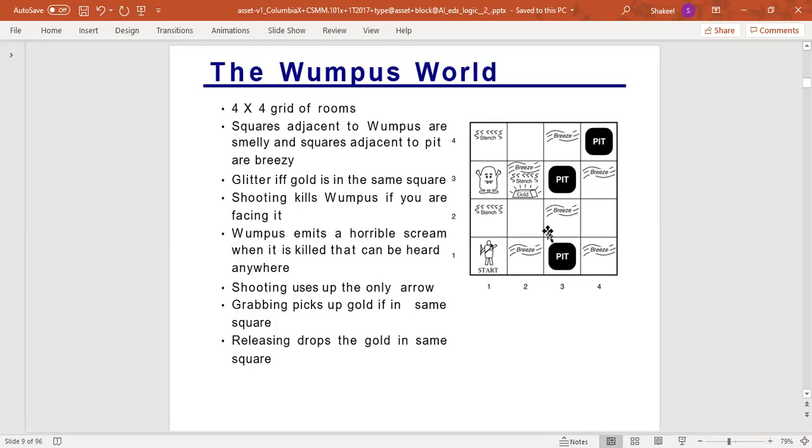There is a glitter if and only if there is gold in the room. Also, shooting the Wumpus with the only available arrow will kill the Wumpus, in which case it will lead to a very big scream that can be heard anywhere in the cave. Also, grabbing picks up the gold in the same room and releasing drops the gold in the same room. All right, so this is the Wumpus world.